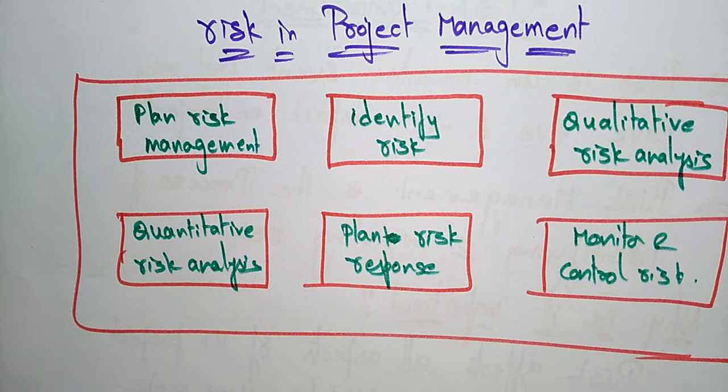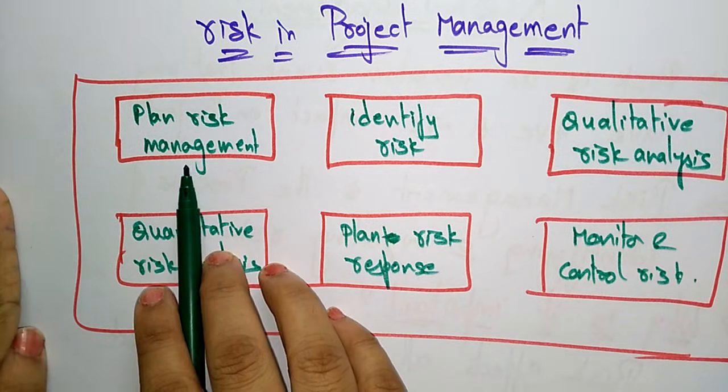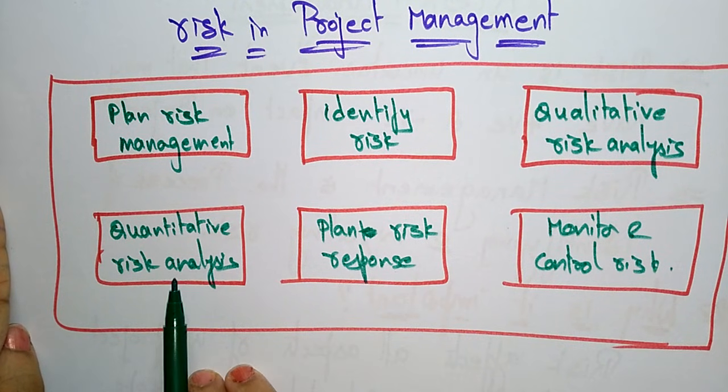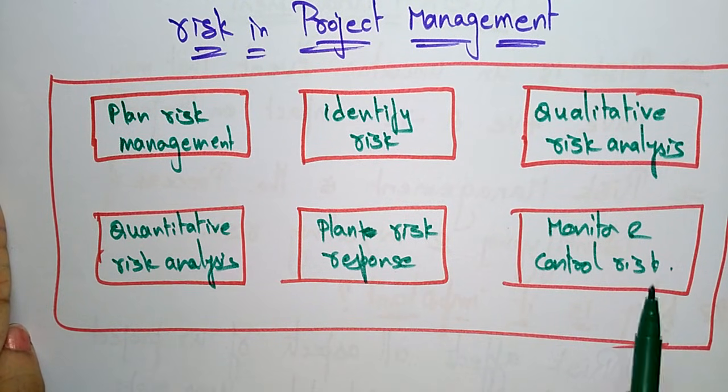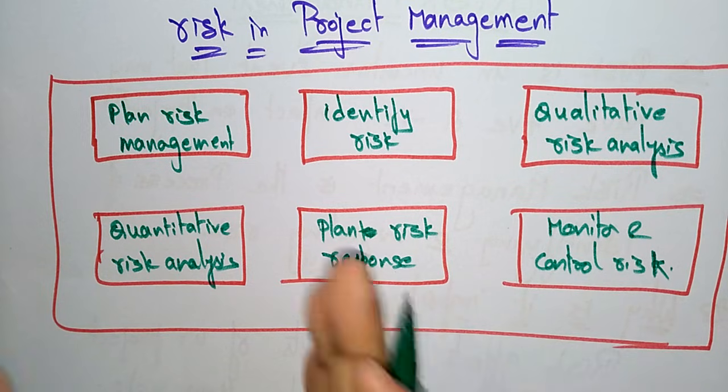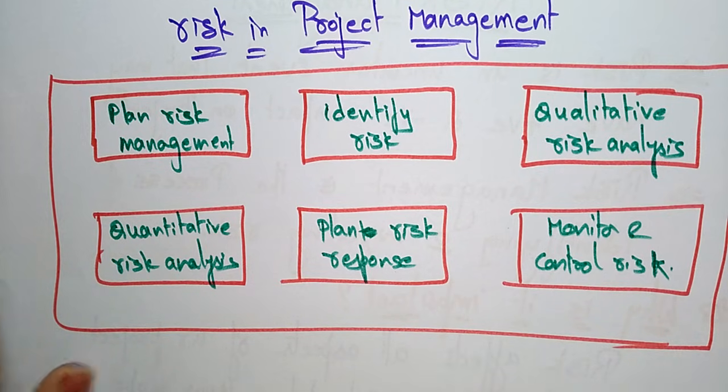In project management, you are dealing with any project. If you want to execute that project, a management team has to face some risks. So what are the risks they are going to face? Plan risk management, identifying the risk, qualitative risk analysis, quantitative risk analysis, plan risk response, monitor and control risk. They have to take care about all these risks while they are developing any project. In the next video, I'll explain about all these risks that are present in project management. Thank you.